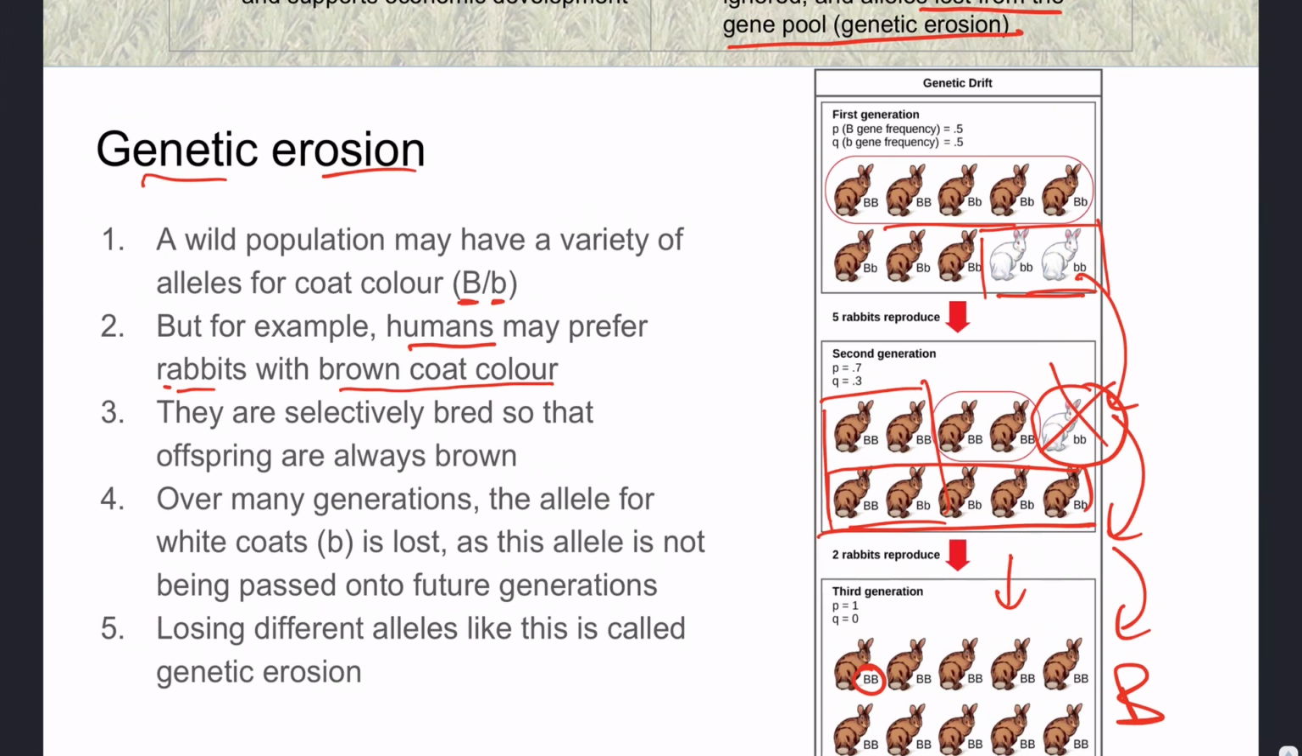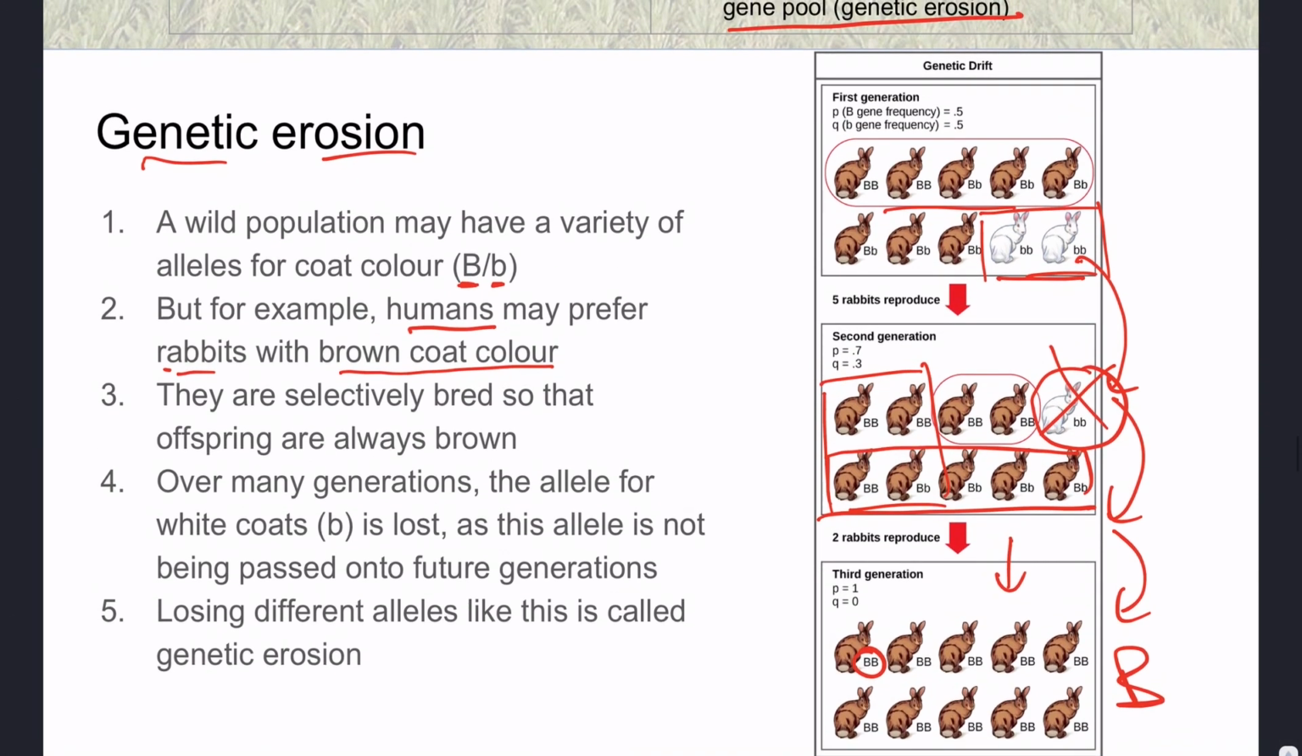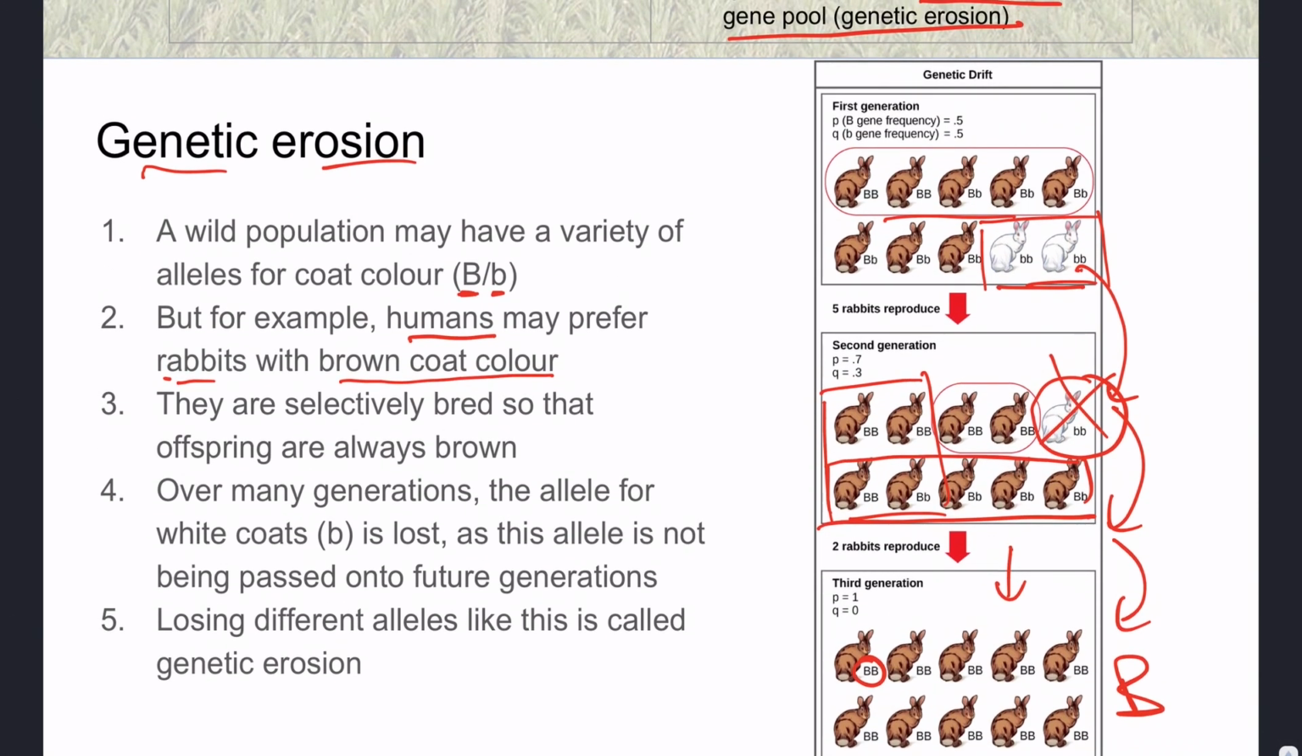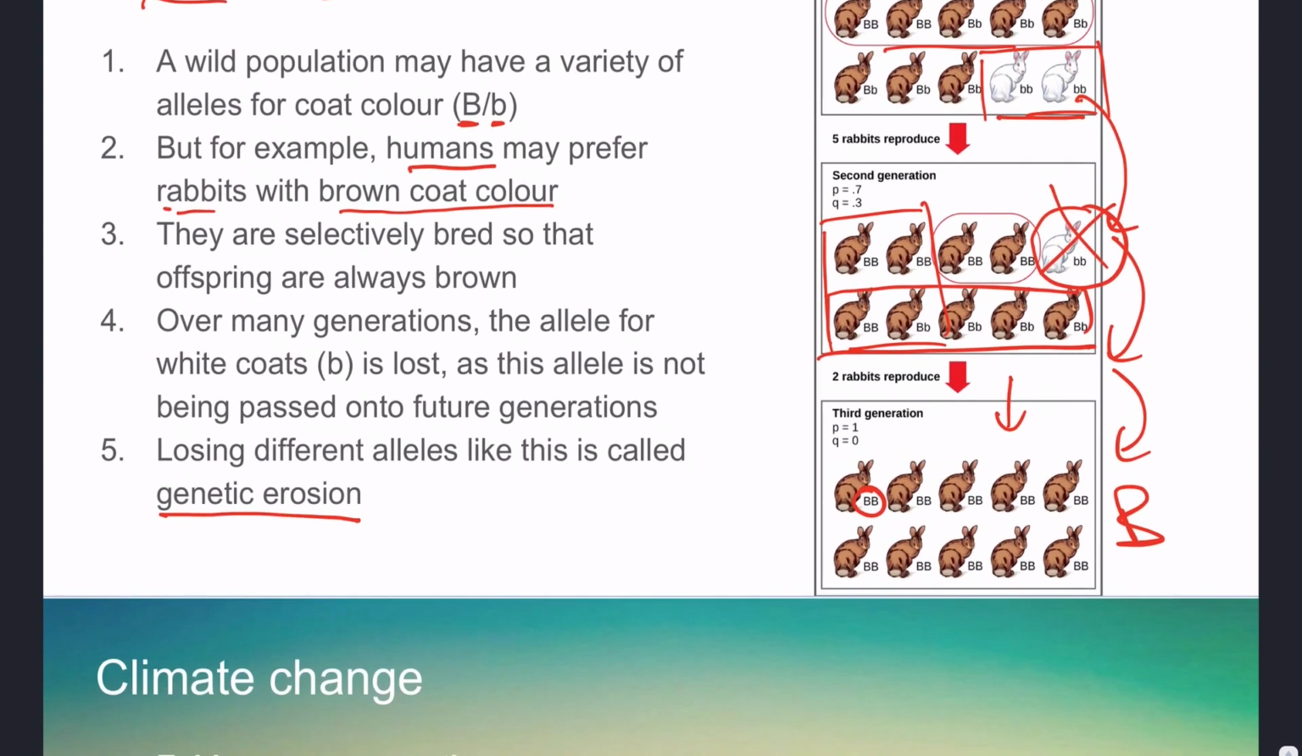Not that any allele is specifically targeted for being lost, but the idea is that if you keep selecting certain characteristics outwardly, so you keep breeding the brown rabbits, you might be losing other alleles inadvertently. Okay, so that's the idea of genetic erosion.